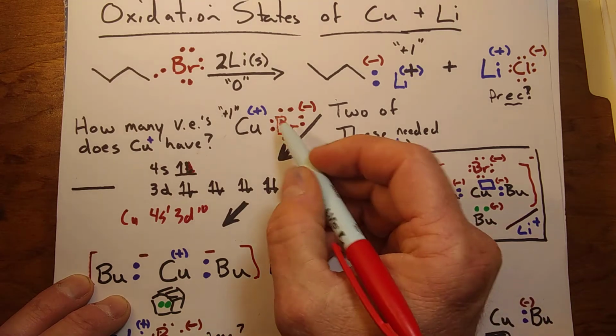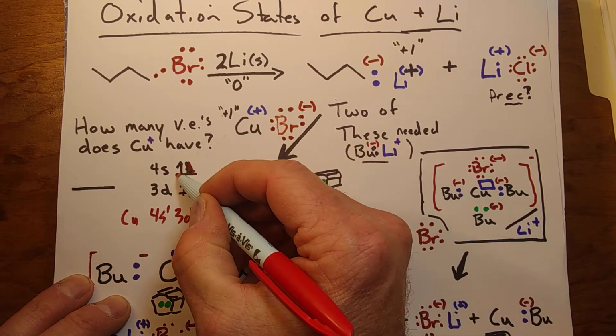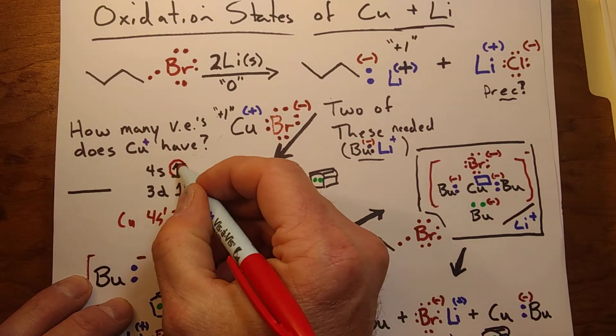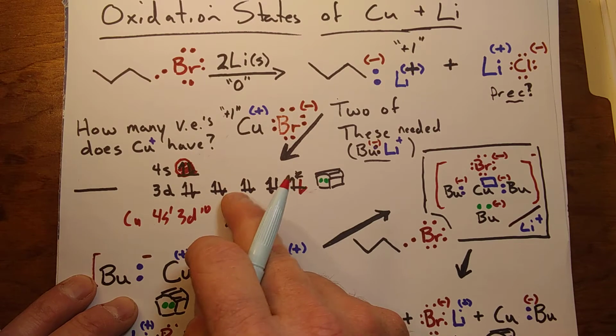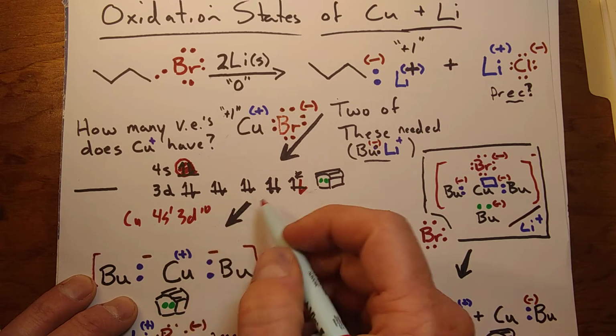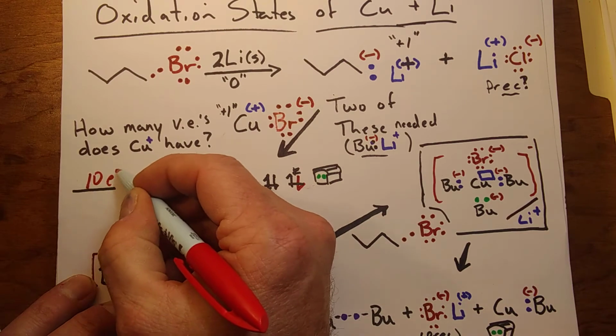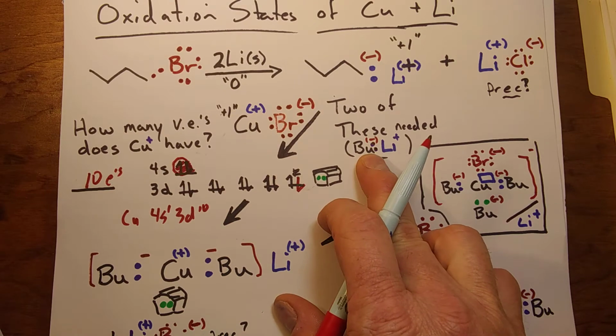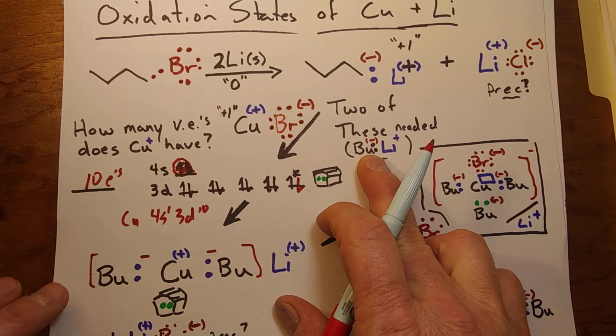Now, if we're taking 1 electron to make it positive charge, there it goes. It's coming right out of that 4s. So we'd say the electron configuration for the copper would be just 3d completely filled, and we'd have 10 electrons. All right, back onto the main track of getting this to react with 2 of these butyl lithiums. How would that reaction look?